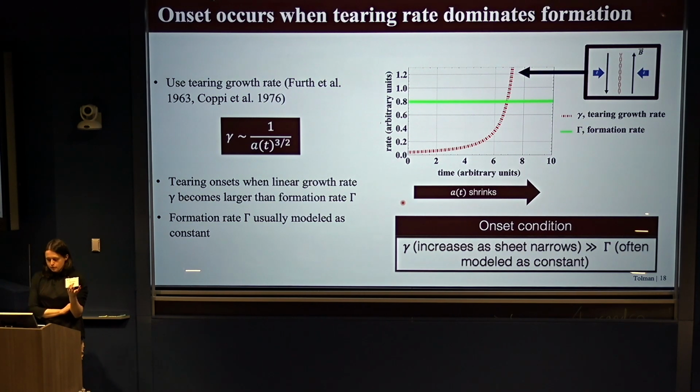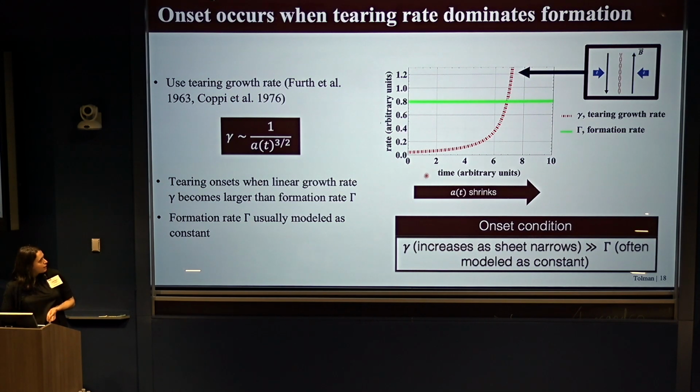So these works determined that tearing onsets when the linear growth rate, gamma, becomes larger than the formation rate, capital gamma. And the formation rate describes how quickly your current sheet is forming, how quickly your magnetic field lines are being pushed together. And this is usually modeled as constant. So the consensus of these works is shown schematically on the right side of this slide.